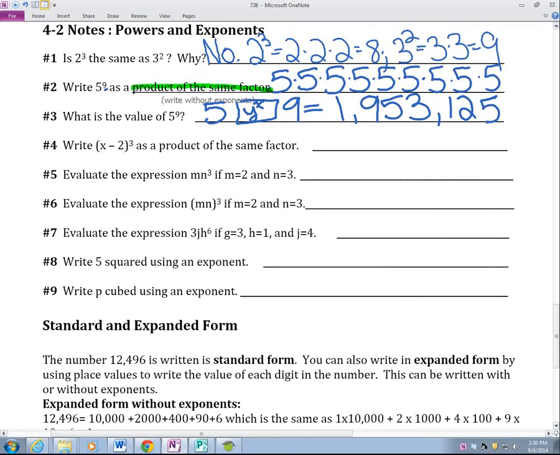Now, since the exponent is showing what is being done how many times, it's being multiplied by itself how many times, if we have parentheses here, like we do here, it is saying that x minus 2 is going to be multiplied by itself how many times? 3. So let's write that out. It's going to look like this. X minus 2 times x minus 2 times x minus 2. Nope, it was just 3. I was playing the skipping record game.